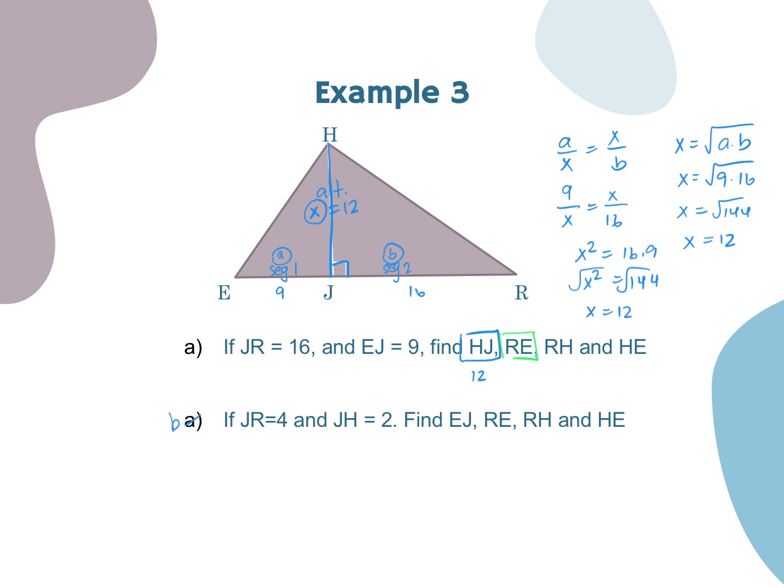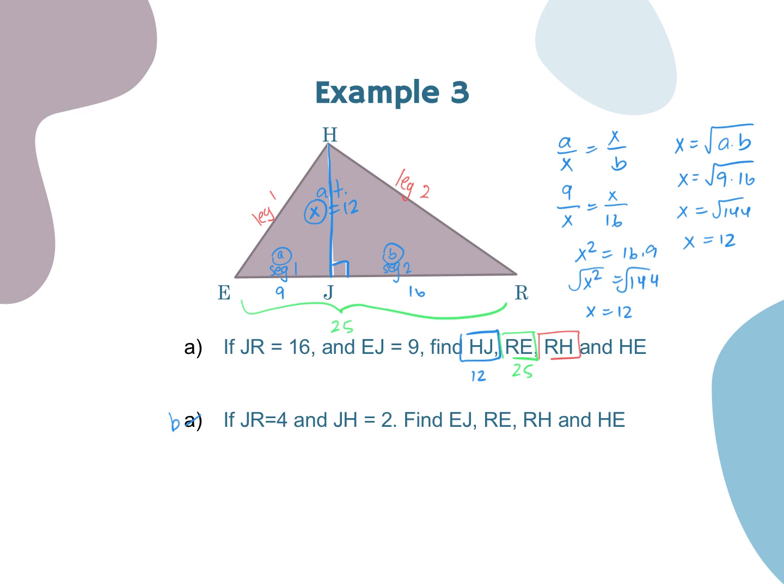Well, RE, first of all, RE is just the hypotenuse, right? So once I knew it was 9 and 16, I know RE is 25. So that one's kind of easy. Now I'm looking for RH. Well, RH, I'm going to call this leg 2. I'm going to call this side leg 1. This is segment 1, and this one's segment 2.